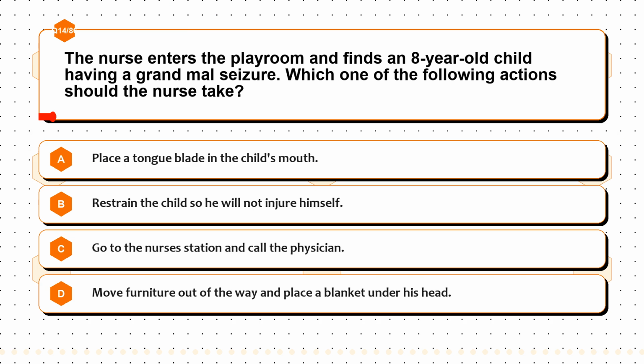Question 14. The nurse enters the playroom and finds an 8-year-old child having a grand mal seizure. Which one of the following actions should the nurse take? Here are the options. Option A. Place a tongue blade in the child's mouth. Option B. Restrain the child so he will not injure himself. Option C. Go to the nurse's station and call the physician. Option D. Move furniture out of the way and place a blanket under his head.